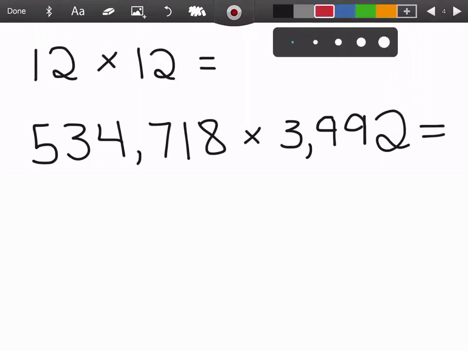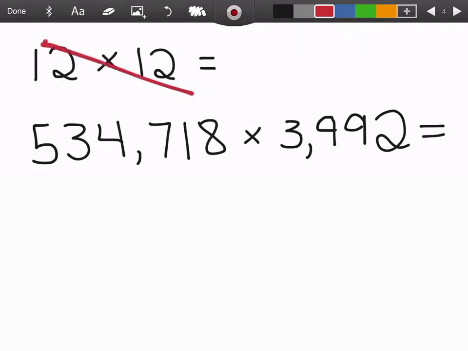Now, there are a couple of times when we really don't want to use partial products. So it's a good method, but we always want to choose the best method, and it's not always the best method. So the first example here is 12 times 12. Could we go ahead and do 10 plus 2 times 10 plus 2 and do our 4 products and add it together? Yes, we could. We'd get the correct answer. However, that's just a basic multiplication fact. 12 times 12 is 144. We can just memorize that and be done with it. Not a good time to use partial products.